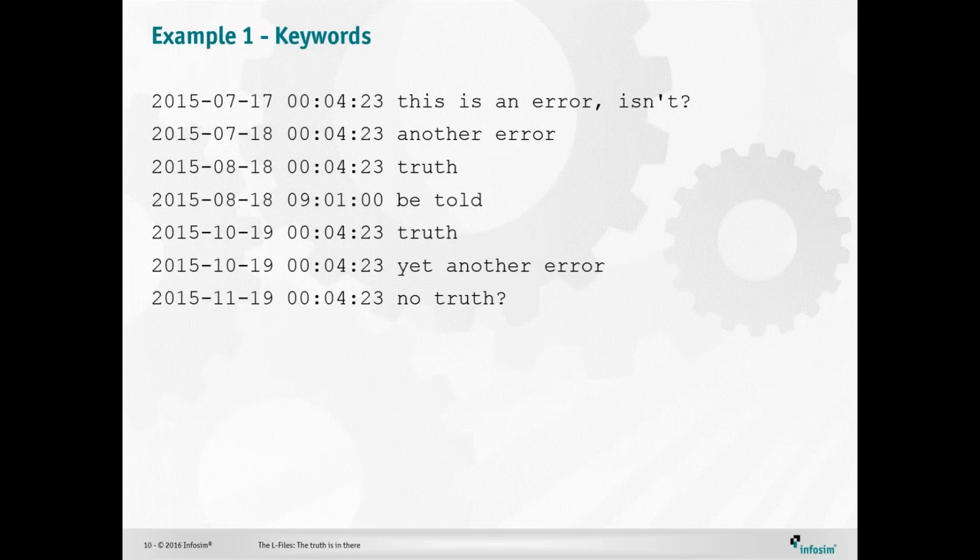So this is the first example. Okay, it is not completely real. The real log file was tweaked a little bit to give an easy start. So what could we want to do with this log file? We could maybe search for certain keywords like error or truth. As you can see, they appear 6 times in total.